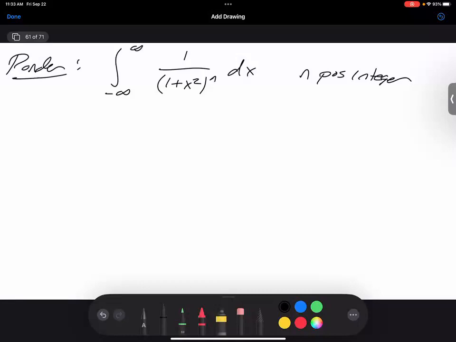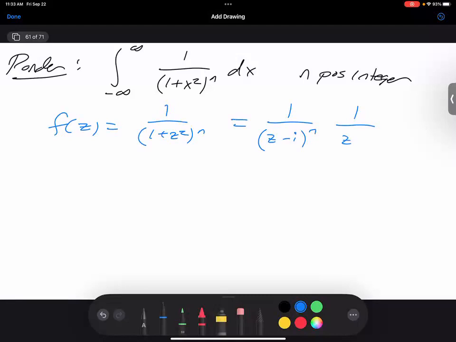It's what we just did, right? You would still just take f of z is 1 over 1 plus z squared to the n. So it's going to be 1 over z minus i to the n, 1 over z plus i to the n. And so I want to have the n minus first term from the second factor. So now the partial fractions is not going to look as pleasant.